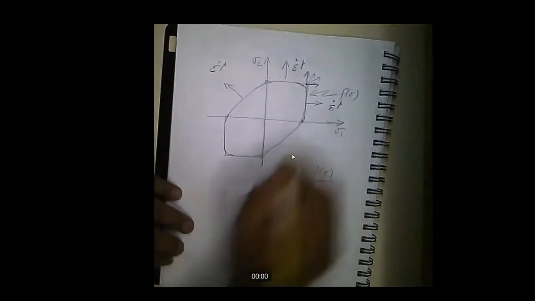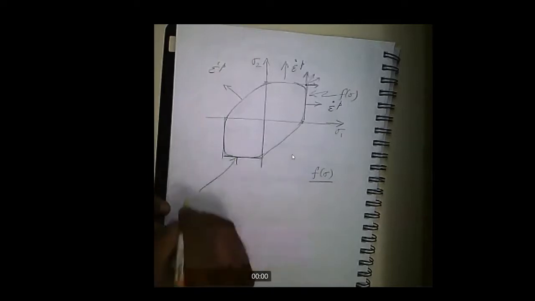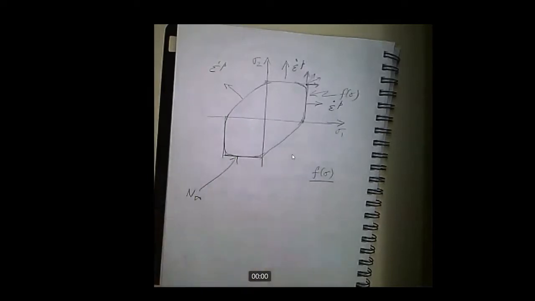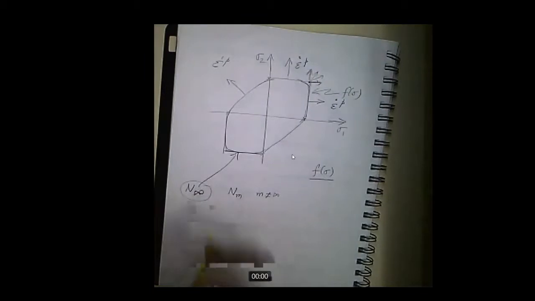And what is this entire surface? It is nothing but n, related to n infinity. Supposing instead of n infinity, I take something which is n m, where m is not equal to infinity, perhaps I will get rid of these. Smoother. Now let's go to von Mises.